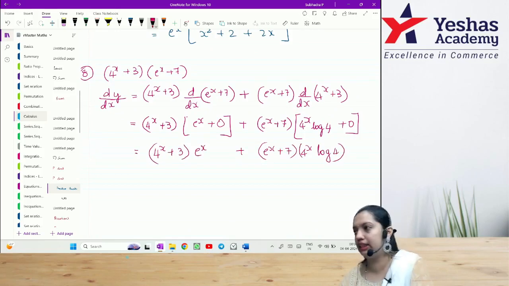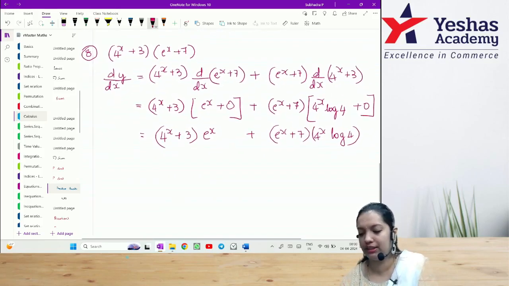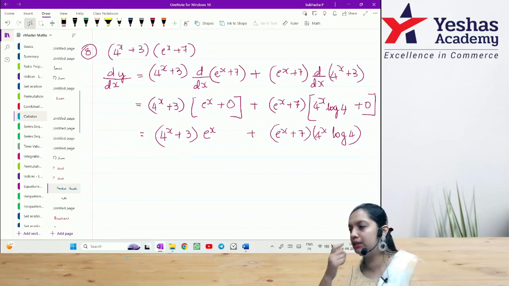We cannot take anything common outside. So we will keep this as it is. With this, product of functions come to an end.